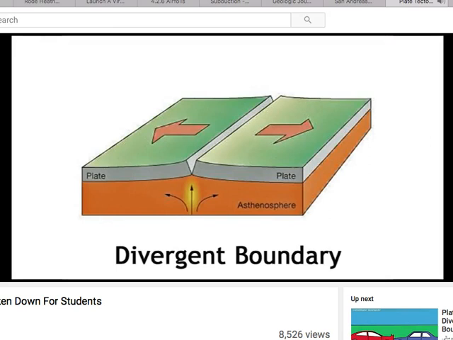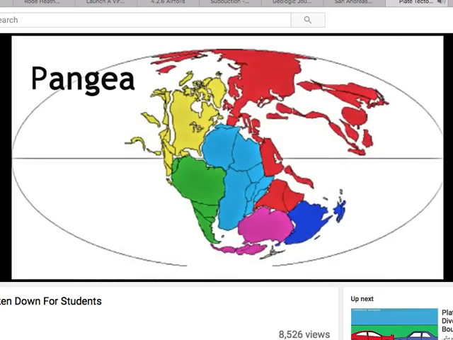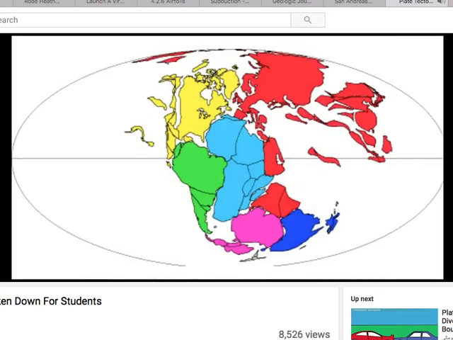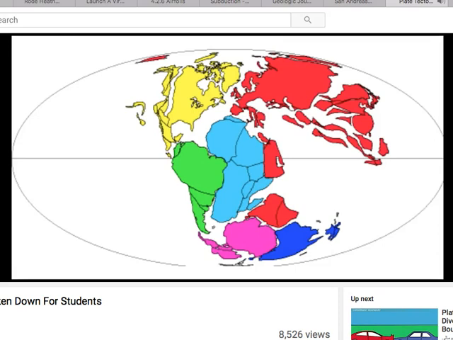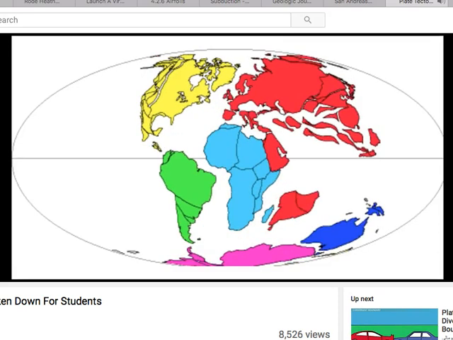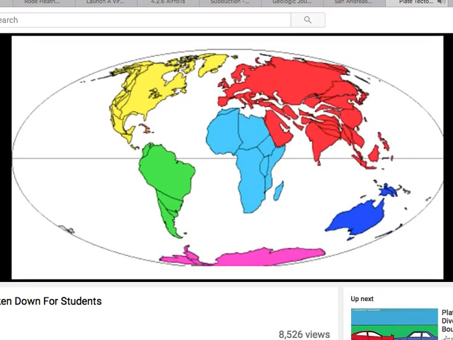The second way that plates interact is at divergent boundaries. This is where plates diverge or move apart. And this is also how oceans form. As Pangaea began to break up and the Americas began to move farther away from Africa, the Atlantic Ocean formed in between the continents as their plates diverged.